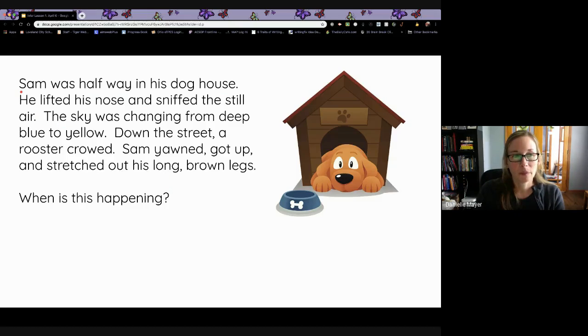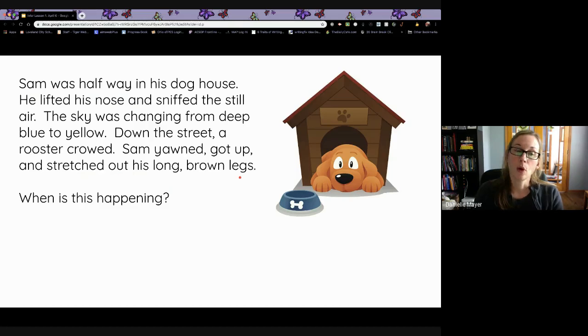Here we go. Sam was halfway in his doghouse. He lifted his nose and sniffed the still air. The sky was changing from deep blue to yellow. Down the street, a rooster crowed. Sam yawned, got up, and stretched out his long brown legs.